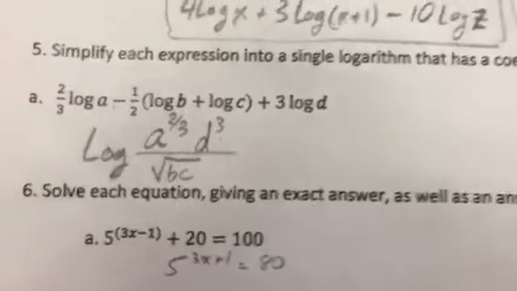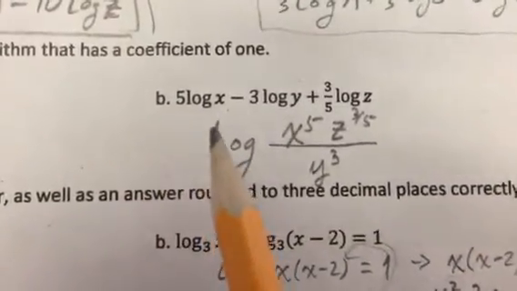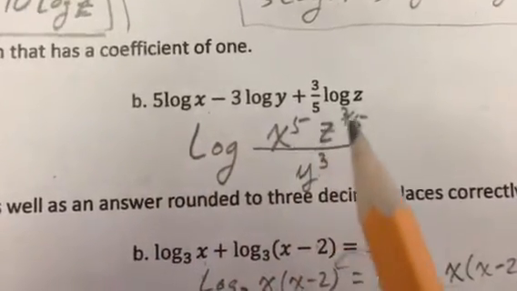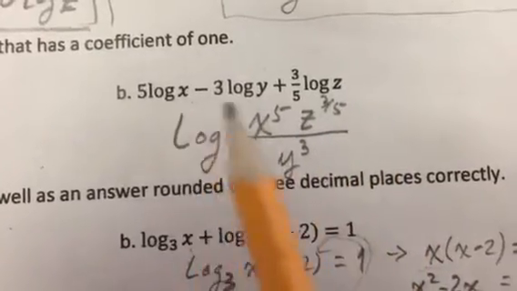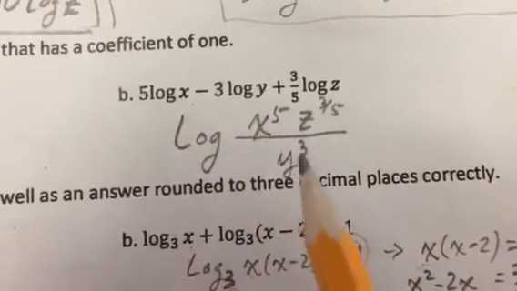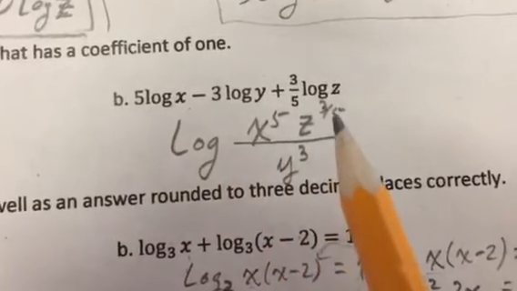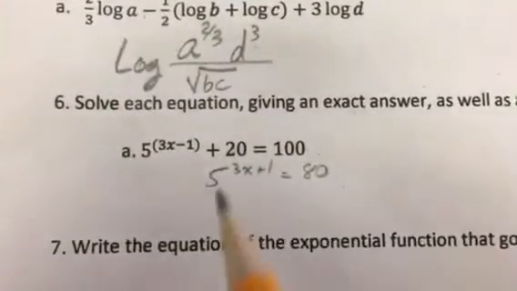Okay, here's the other one. This one is probably the simplest of the 4 that we've talked about here. 5 log x, 3 log y, 3/5 log z. So again, the 2 positive ones are going on the top of the fraction, the one that's being subtracted on the bottom. And so a single logarithm, log of x to the 5th, z to the 3/5 over y cubed. All right. Let's take a look at these two things.